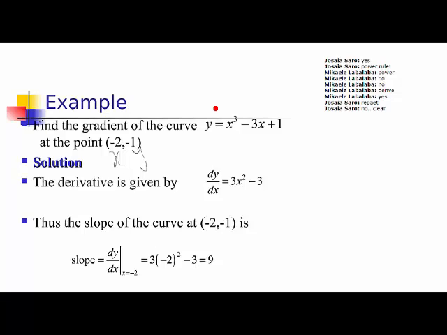So whenever you are asked to find a gradient of the curve, this is what you are going to do. First of all, you differentiate the function. Then you will be given the points x and y. You substitute the value of x in that function, since this function only consists of x here. So you will substitute negative 2 and get a value, and that value will be your gradient. Okay, now let's move on.